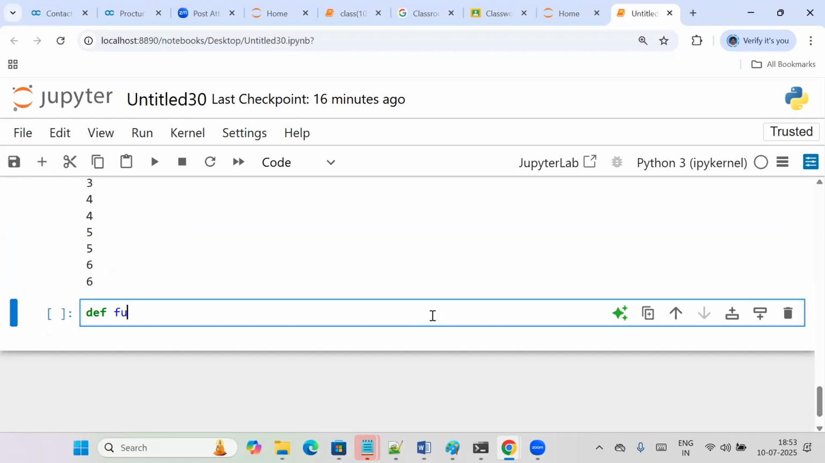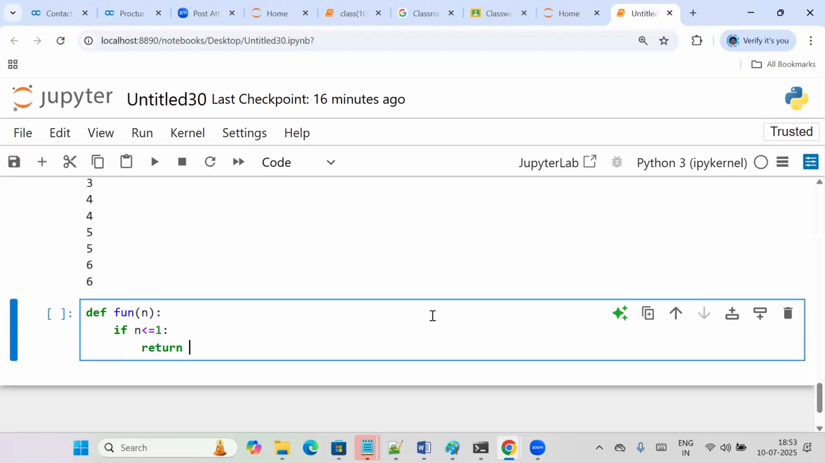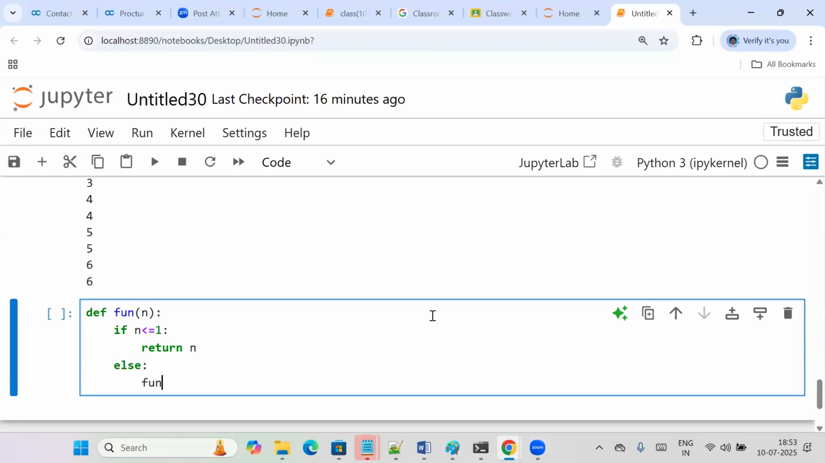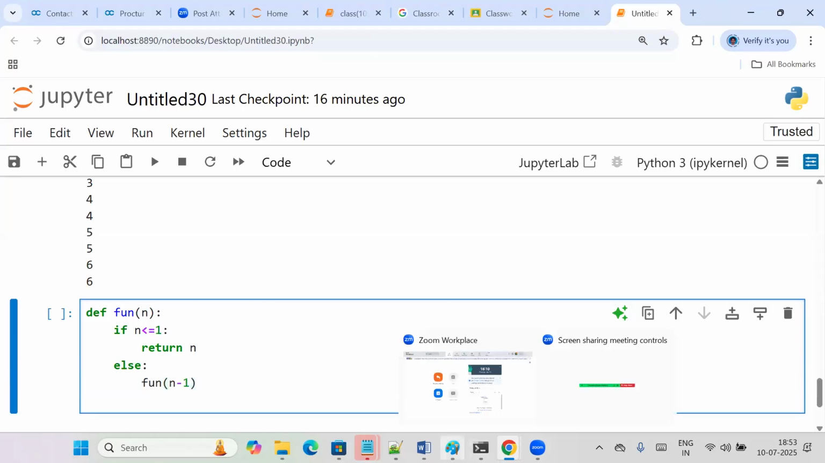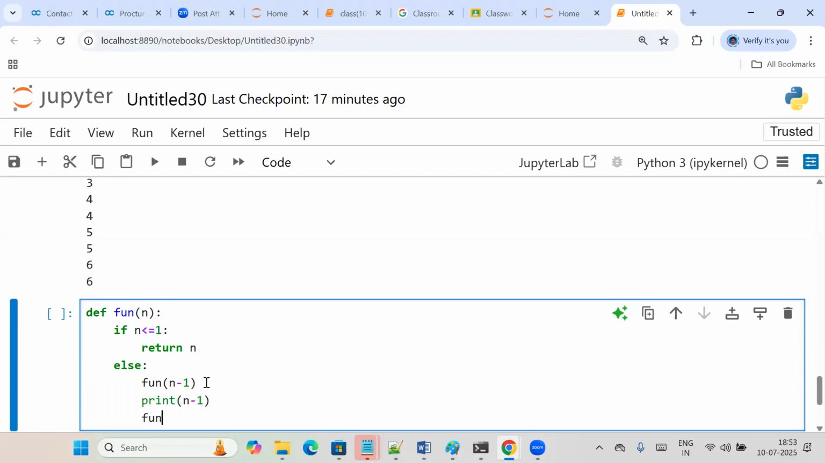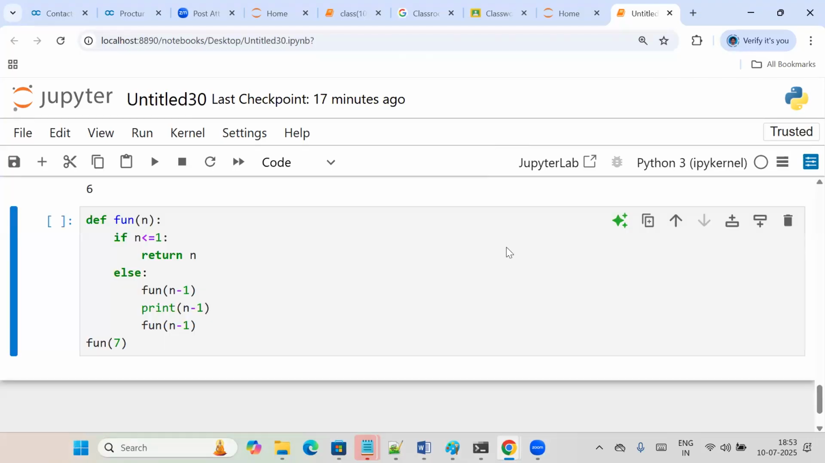Def, if n is less than or equal to 1, return n, else we have function of n minus 1, print n minus 1, and then function of n minus 1, and then you have a function call of 7. This is the question guys. Okay, can you trace?